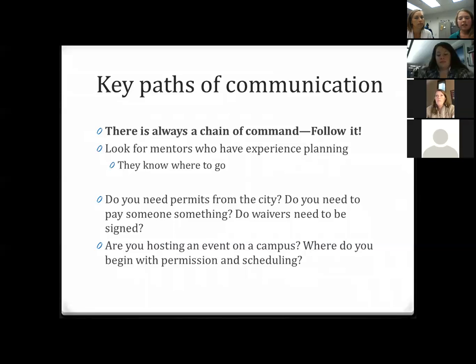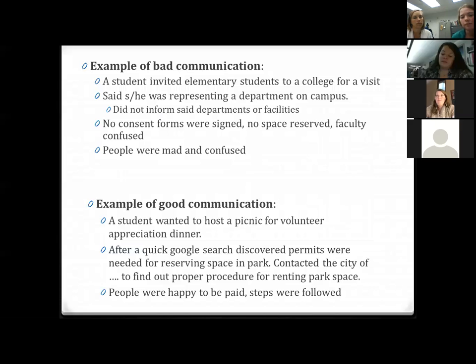If you want to host an event on a campus, you definitely need to know who to ask for permission. Even for those that do work on campuses, you might not always know where to go for certain events. So you need to ask around, but most importantly, try to find someone that might know the answer already and they can help you through that process, just so you're not stepping on anybody's toes or getting in the way.